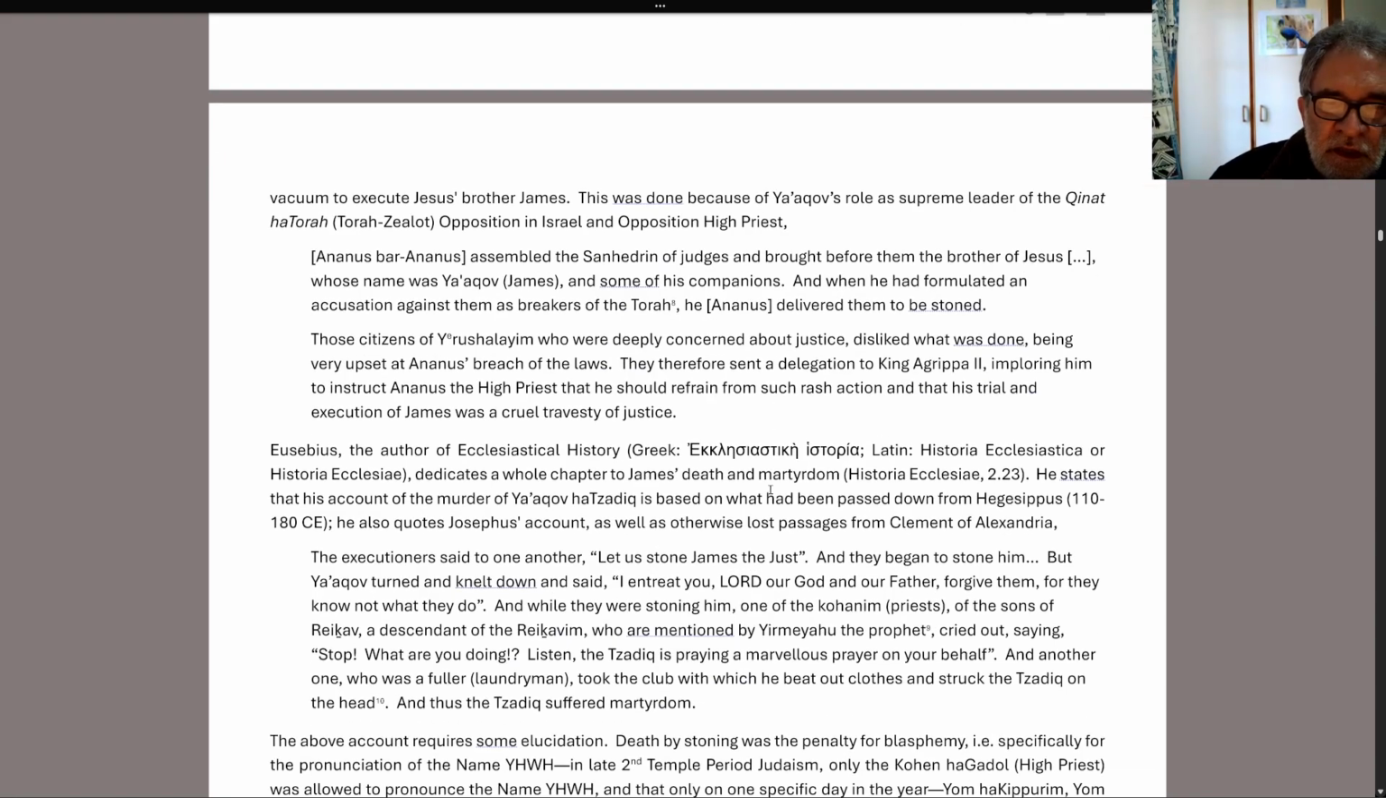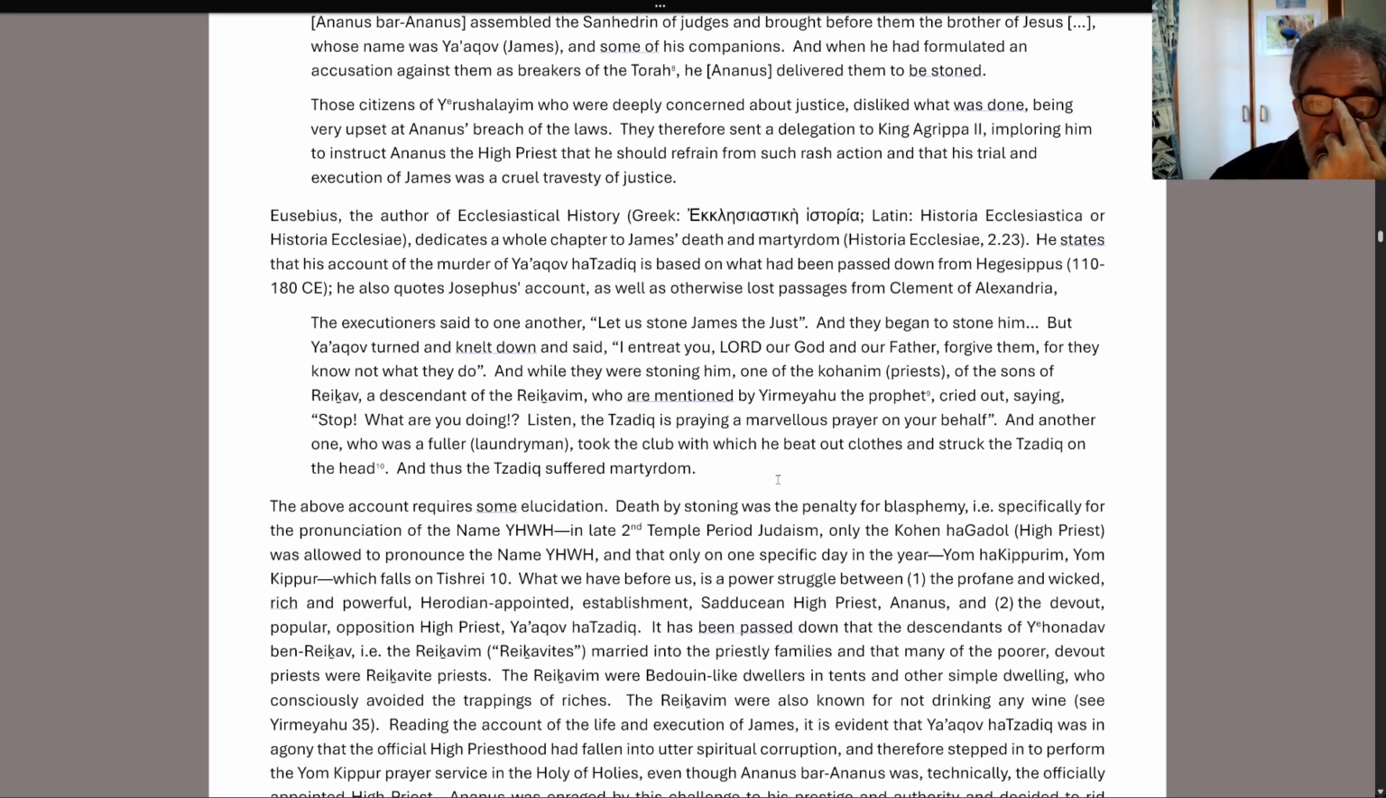Okay, Eusebius, the author of Ecclesiastical History, dedicates a whole chapter to the death of James and his martyrdom. He states that his account of the murder of Yaakov Tzaddik is based on what has been passed down from Hegesippus. He also quotes Josephus' account, as well as other lost passages from Clement of Alexandria.